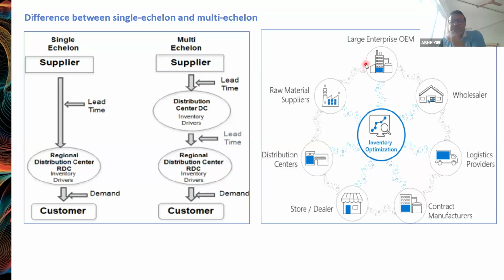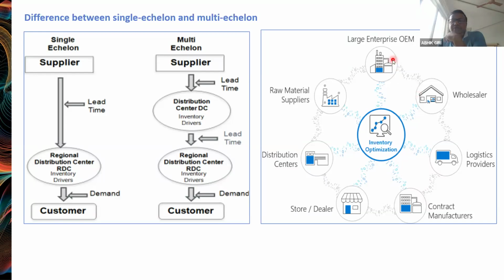Now, these are some of the stakeholders in a multi-echelon supply chain problem. We might have a large enterprise OEM. Does anyone know what OEM is? Okay. OEM is original equipment manufacturer, and again, you can read up on what an original equipment manufacturer is.